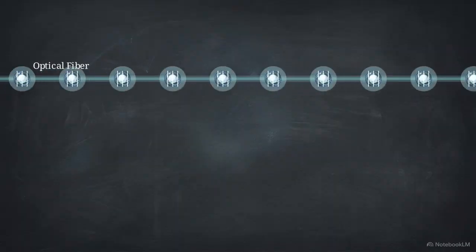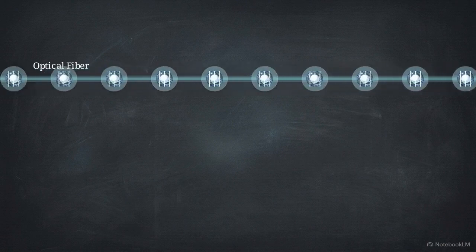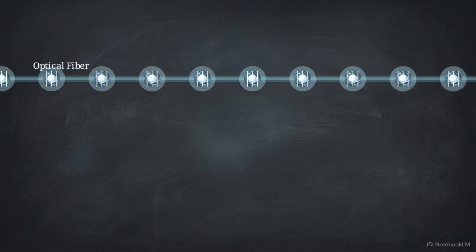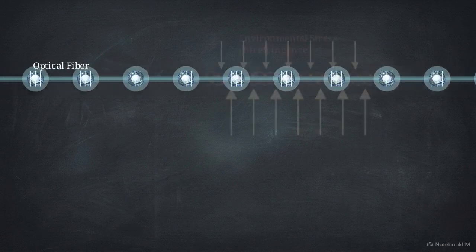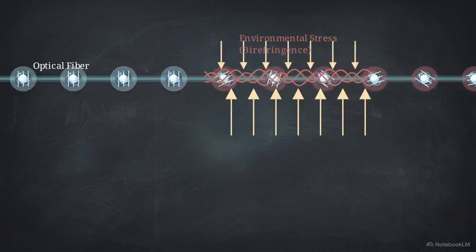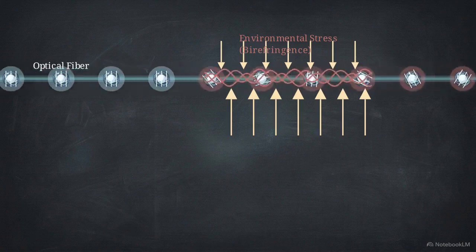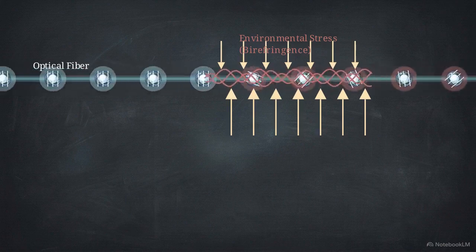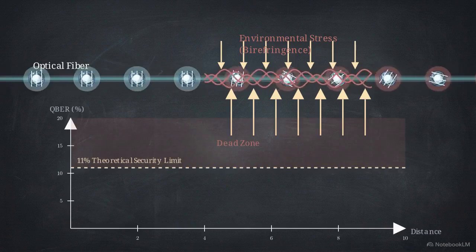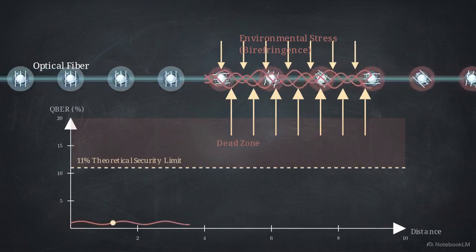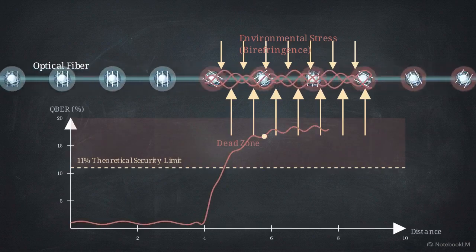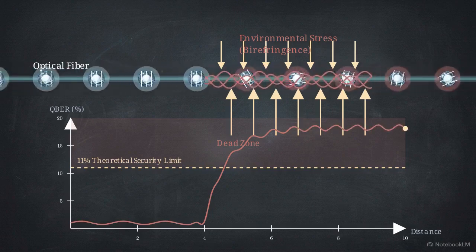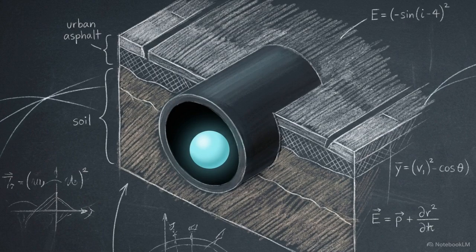Traditional laboratory methods encode information using polarization, relying on the physical orientation of the light wave. Real-world fiber is subjected to mechanical stress and thermal shifts that induce birefringence, physically twisting the photon's orientation and scrambling the message before it reaches its destination. This distortion drives the quantum bit error rate past 11%, the theoretical limit where secure key distillation becomes mathematically impossible. Metropolitan networks cannot rely on these delicate spatial states. They require a qubit encoding methodology that is immune to physical fiber distortion.